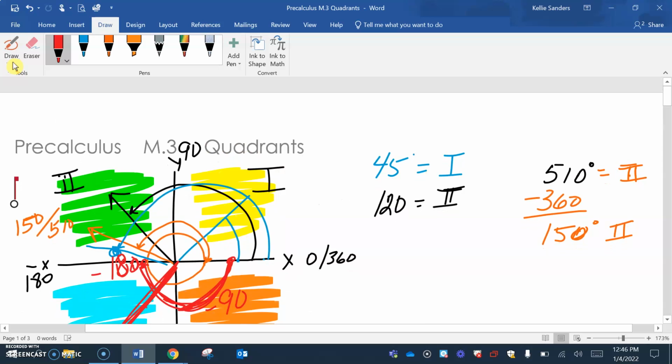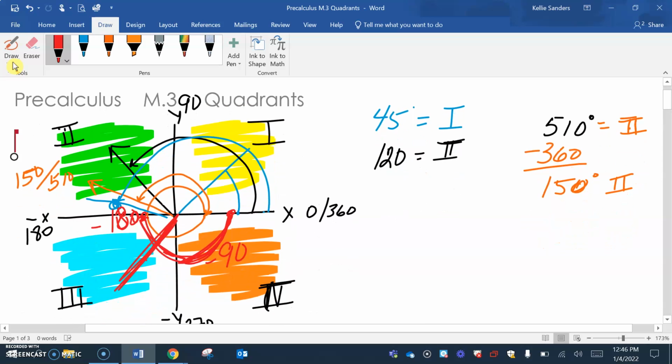So in closing, we have 4 quadrants. They go in counterclockwise method, 1, 2, 3, and 4. 0 to 90 is in quadrant 1. 90 to 180 is in quadrant 2. 180 to 270 is quadrant 3. 270 to 360 is in quadrant 4.